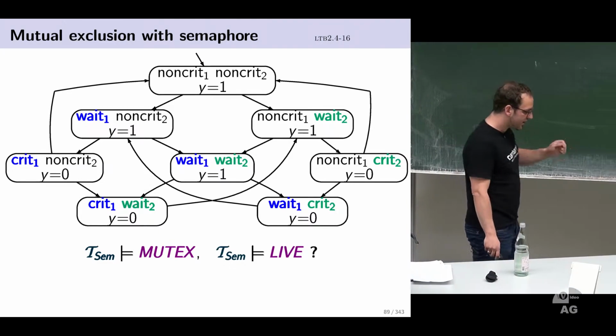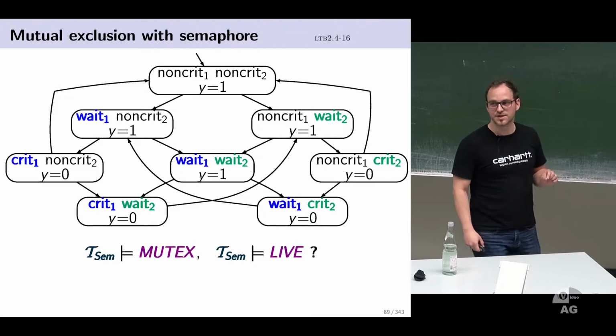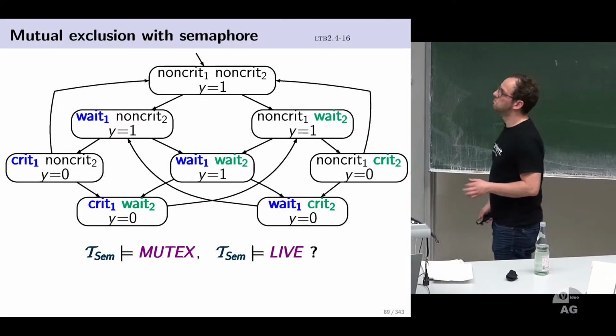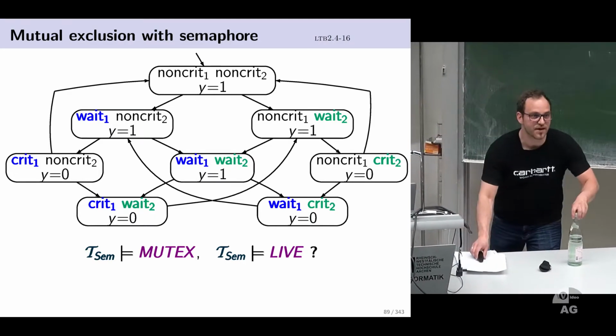If infinitely often process 1 wants to enter the critical section, it infinitely often does so, and the same for process 2. Would you say it's satisfied or is it violated?